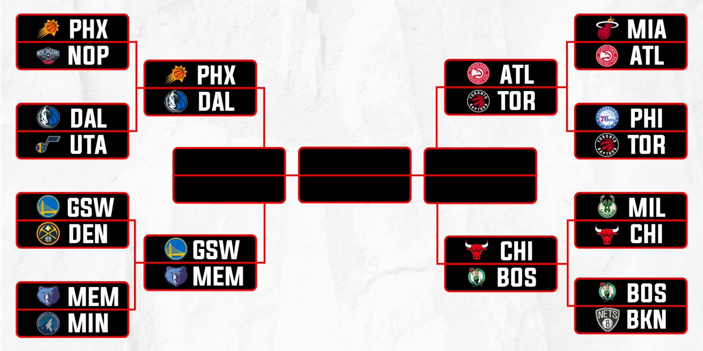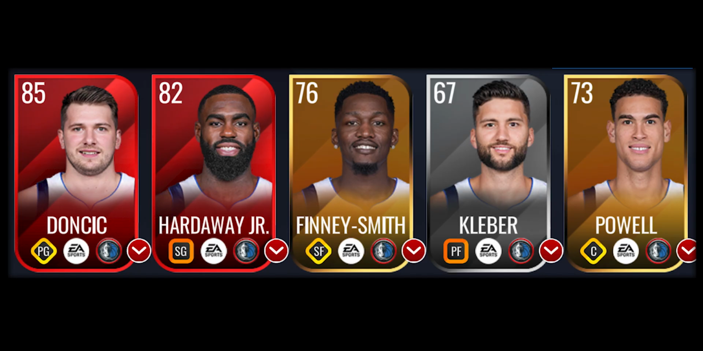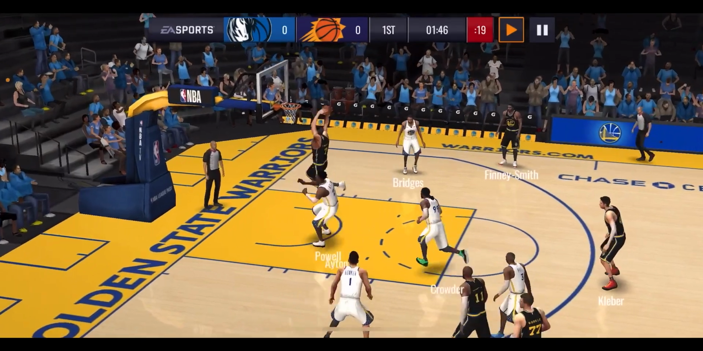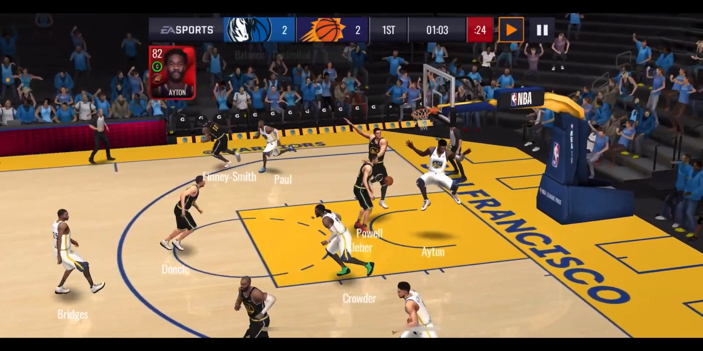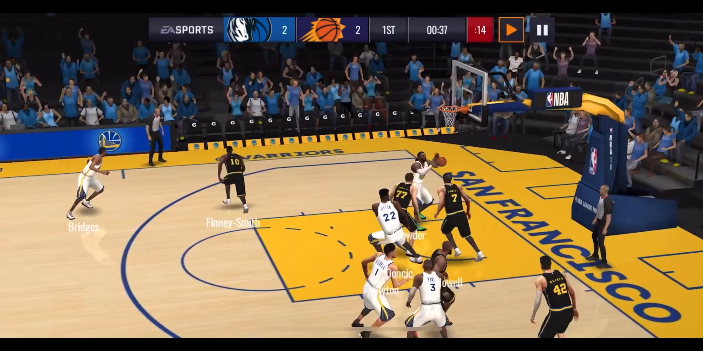In the East now, we have the Boston Celtics up against the Chicago Bulls and the Raptors up against the Atlanta Hawks. And we start off in the West with the Mavericks going up against the Suns. Now this one was a really interesting matchup. It didn't start off with masses of scoring. It was only 4-2 to the Suns.